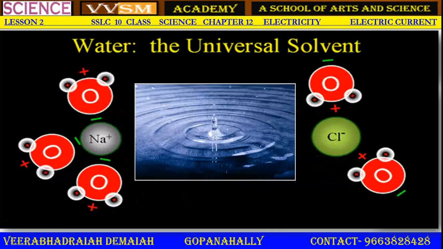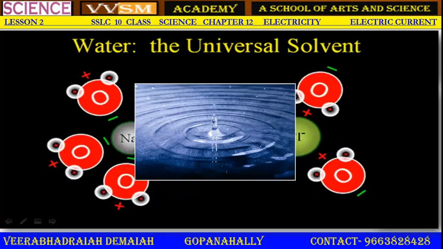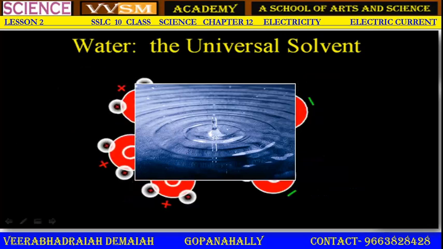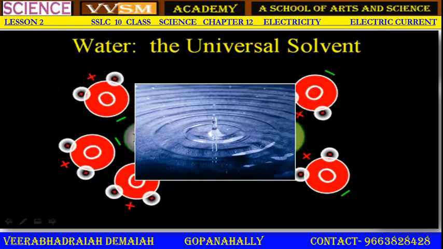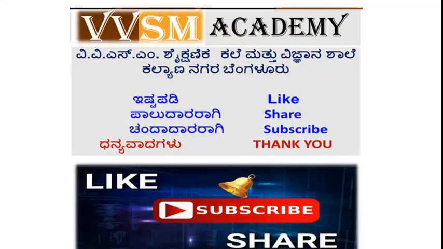When electric current is passed through acidified water or alkaline water, it splits into the respective ions, whatever may be the electrolytes. It may be a salt like sodium chloride, or it may be sodium hydroxide, or whatever it may be. That's very important, my dear friends.